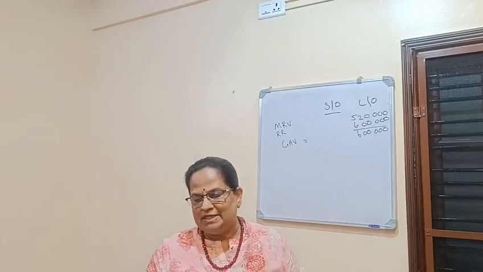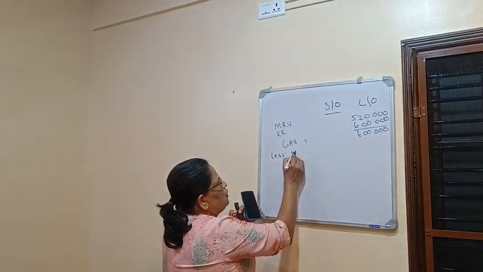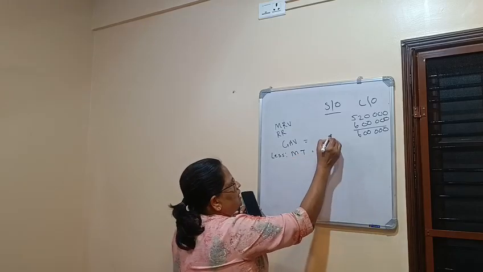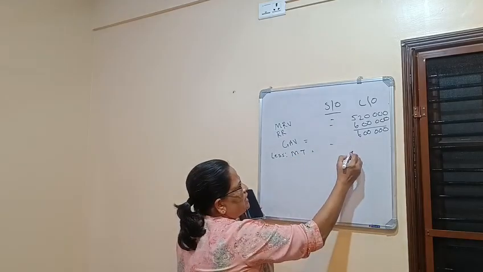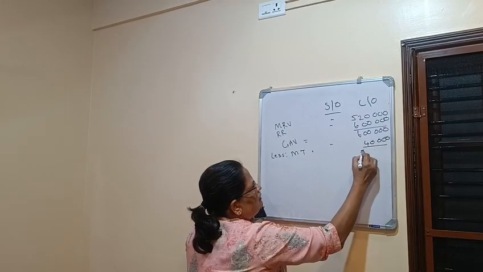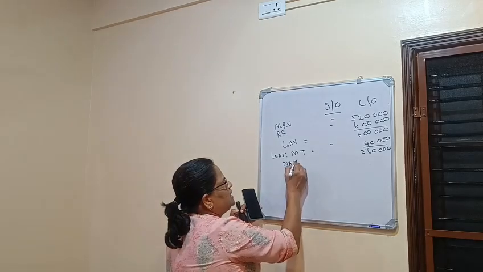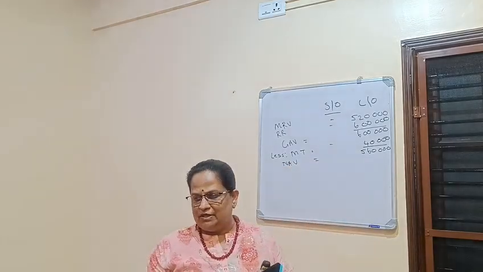Less municipal taxes. We have to divide the 60,000 in the ratio of 2:1. So here everything is nil because net annual value is nil. Here it is 40,000. So 5,60,000 is the net annual value.